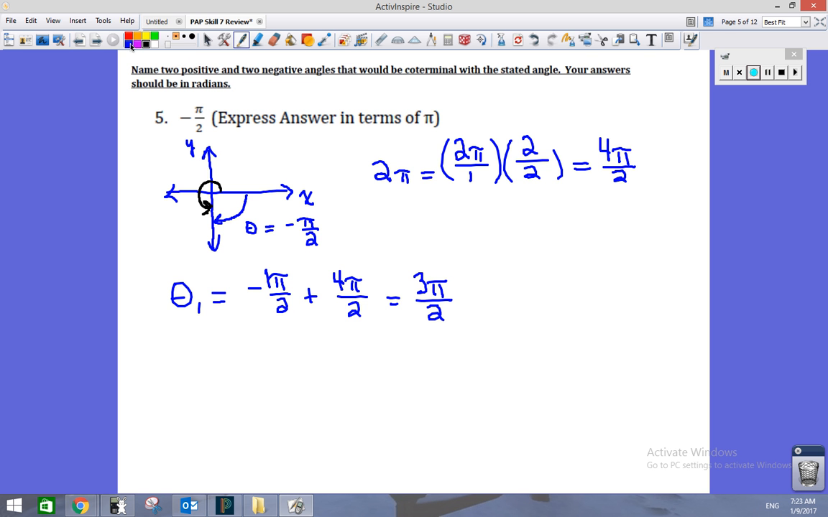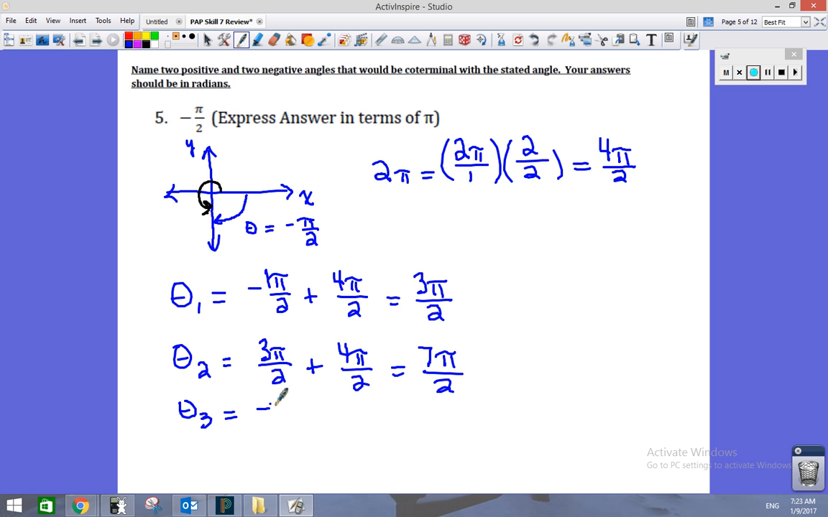All right, so if I take that 3 pi over 2 and add another revolution, I'll come up with another coterminal angle that's coterminal to both of those. You can think of this as a whole family of coterminal angles. And now I've come up with 2 positive angle measures, and that's all they wanted. I could have done more had they asked for it.